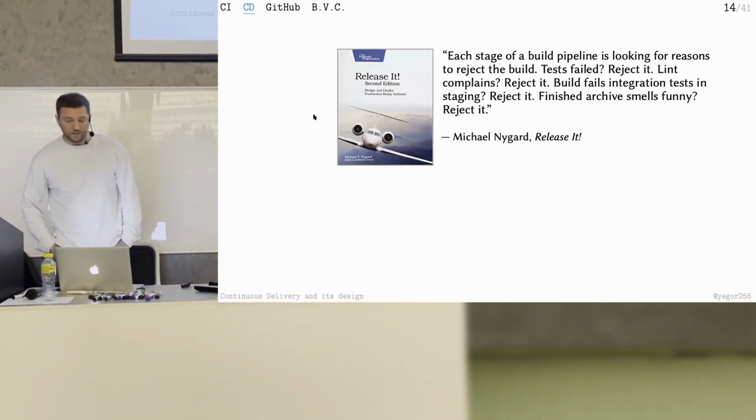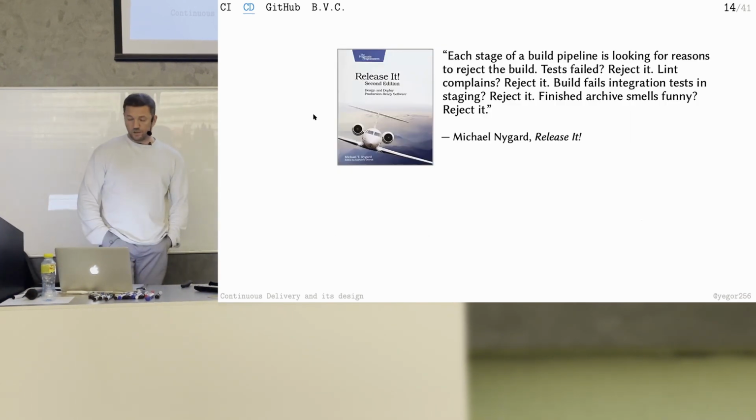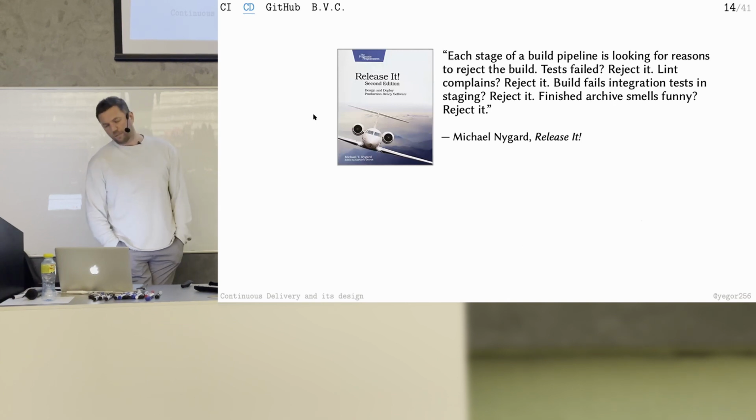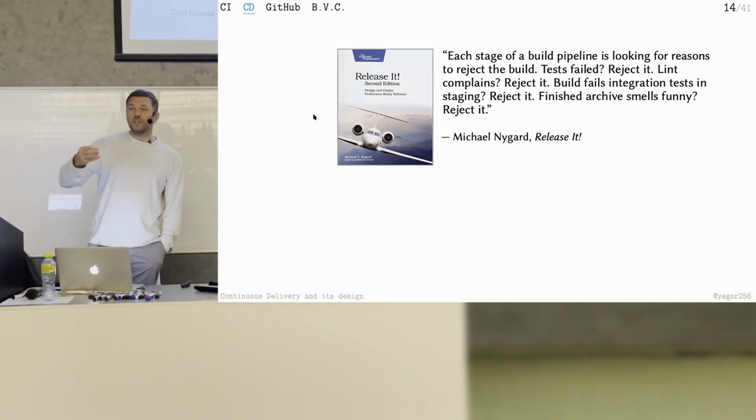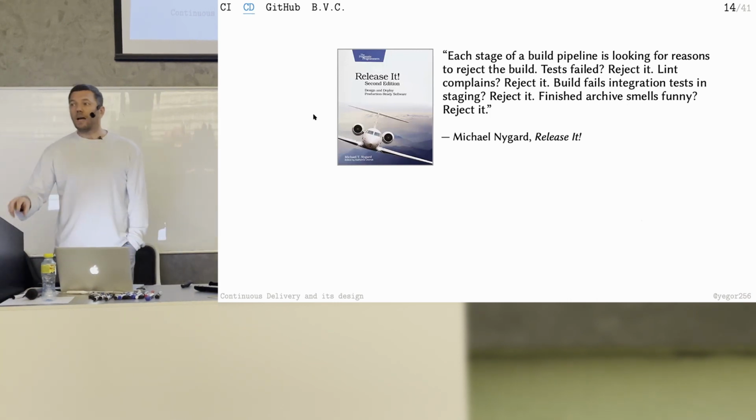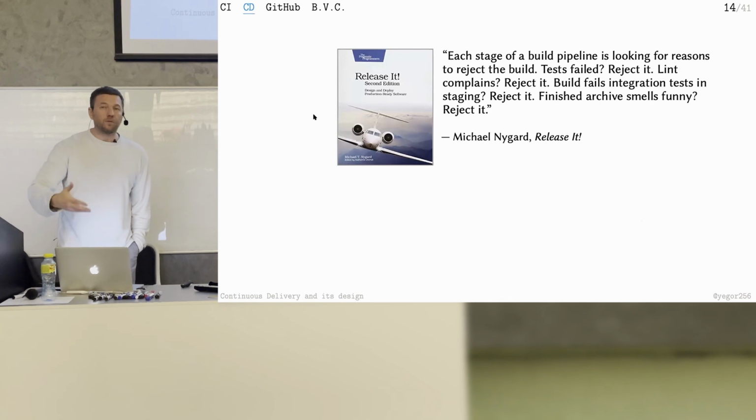But before that I recommend this book, which has a quote which I usually present. The quote says that each stage of a build pipeline, well, they call it build pipeline, delivery pipeline, there are many names, is looking for reasons to reject the build. Looking for reasons to reject. So the pipeline which you configure has to be against you. It has to play against you. It has to look for reasons how to reject your code.